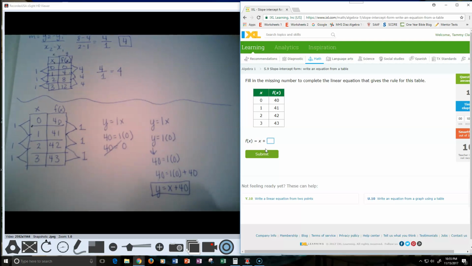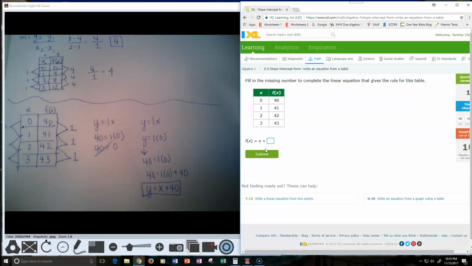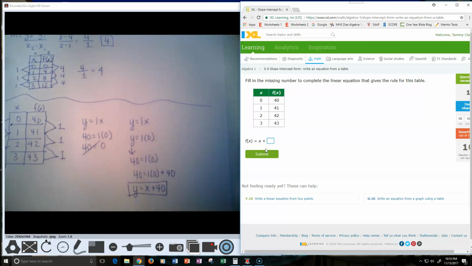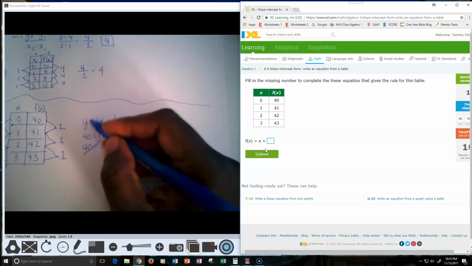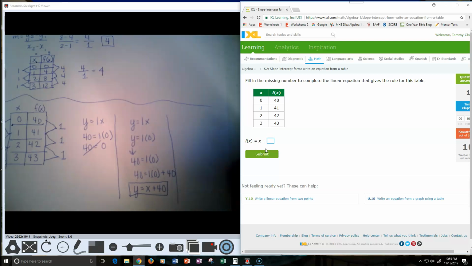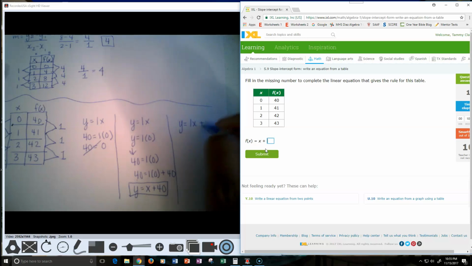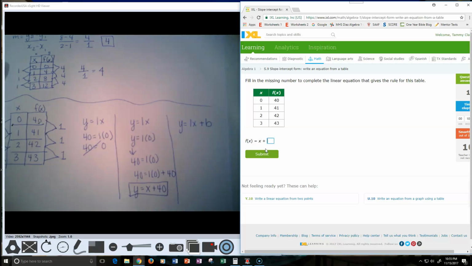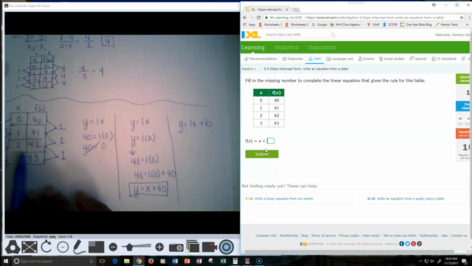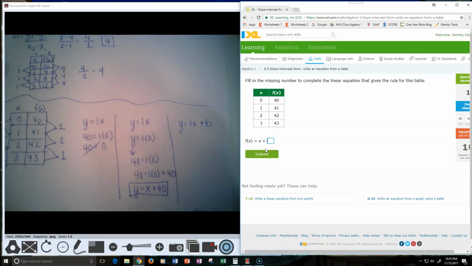Now the third way is algebraic in nature. So this was way 1. This was way 2. Here's your other way. Well, I found my slope is 1. So I'm going to write y is equal to 1x, and I'm going to just write it in slope-intercept form. Then I'm going to pick an ordered pair. It doesn't matter which one. This time I'm going to use 1, 41.